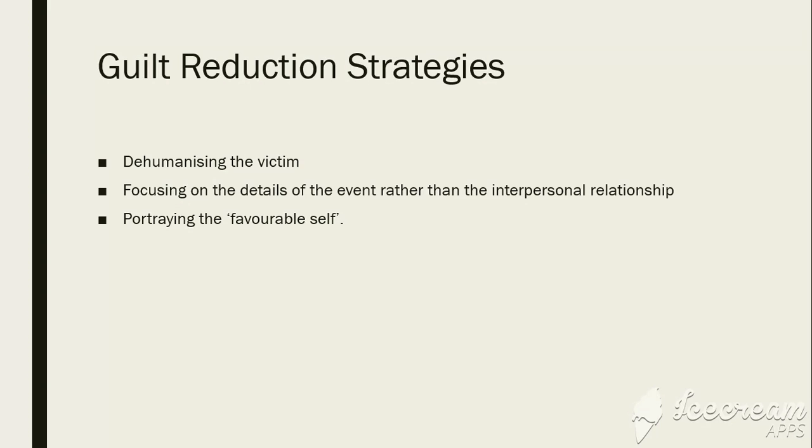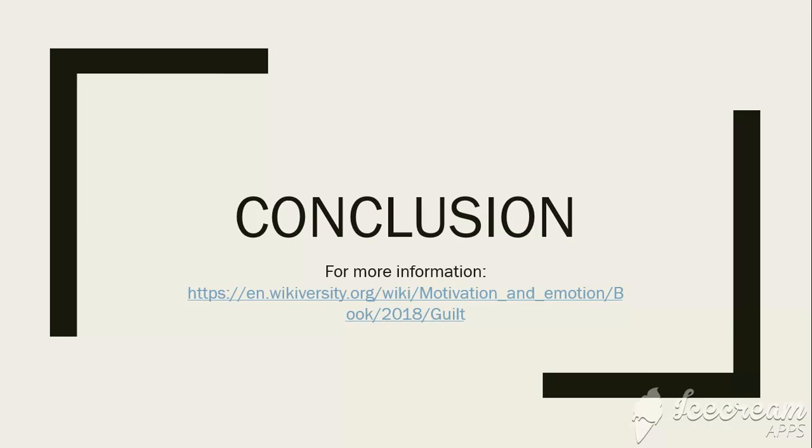Another guilt reduction strategy is to focus on the details of an event rather than on the interpersonal relationship. Lifton's 1986 observational study conducted on the guards and staff of a Nazi concentration camp found that they preferred to focus their attention on checking lists and following technical procedure rather than the broader moral implications of the mass murder being carried out. A further study conducted by Cantrell on Hiroshima survivors focused on the retelling of events and linguistic techniques to portray the favourable self to the listener.